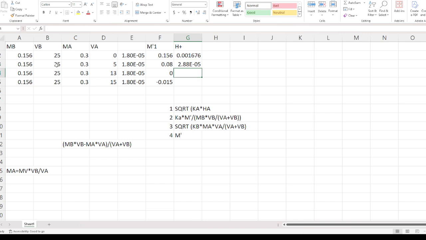Situation 3. So what's our Kb? Our Kb is going to be equal to 1e to the negative 14, and we're going to divide that by our Ka. So this equals the square root of our Kb times Ma times Va divided by, in parentheses, the sum of our volumes.